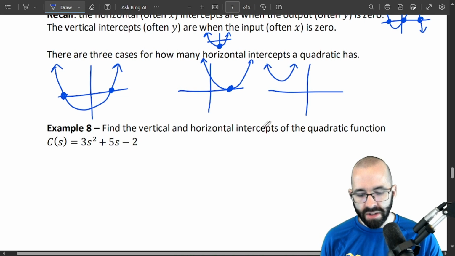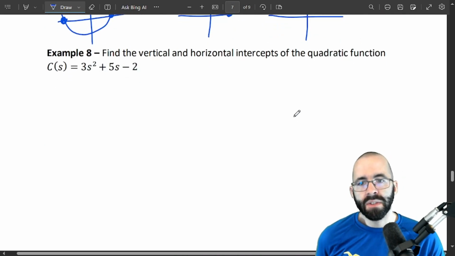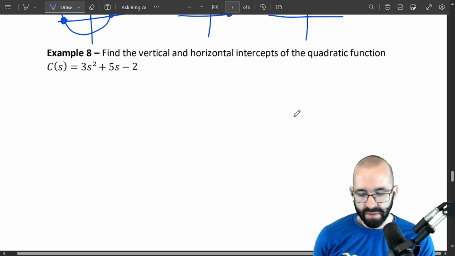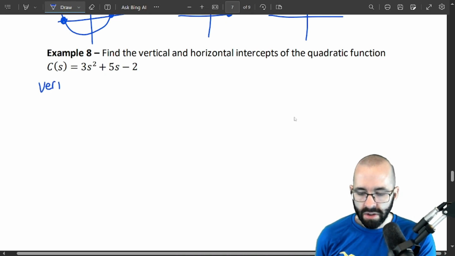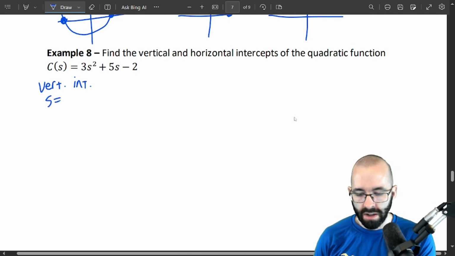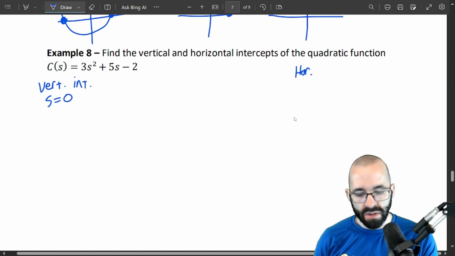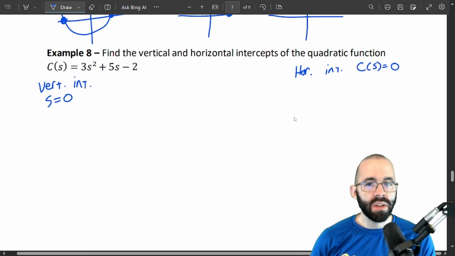Find the vertical and horizontal intercepts of the quadratic function C of s is 3s squared plus 5s minus 2. Again, the vertical intercept is where the input is 0. Our input here is s. The horizontal intercept is when the output is 0. Output is the function value, C of s.